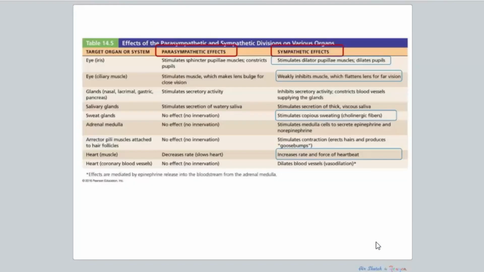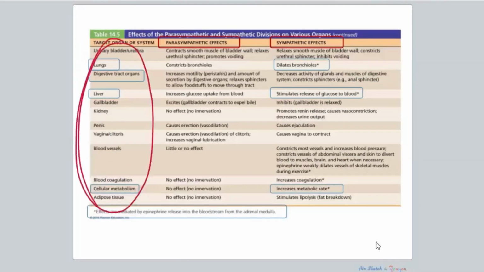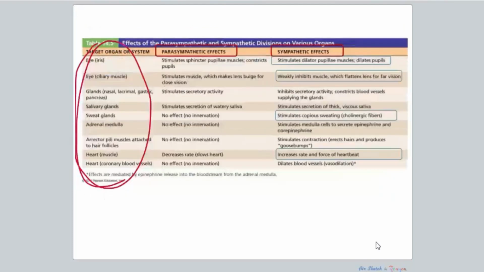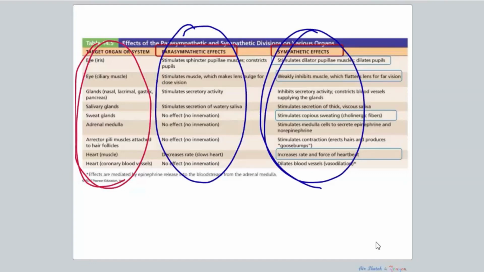And these are all the effector organs on the next couple pages here. These are all the effector organs of the autonomic nervous system, and this shows what the parasympathetic system does to it and what the sympathetic system does to it. So these are really good references, and they're actually kind of fun to read, believe it or not.